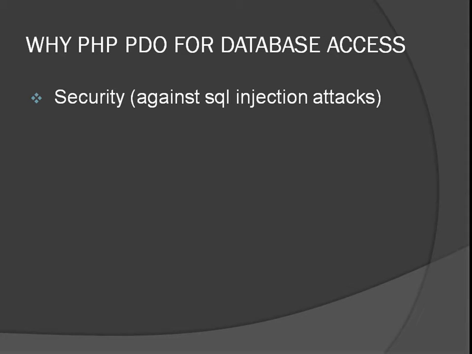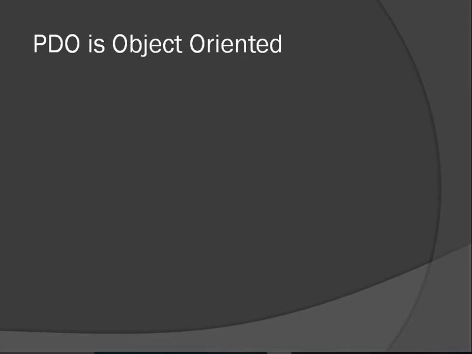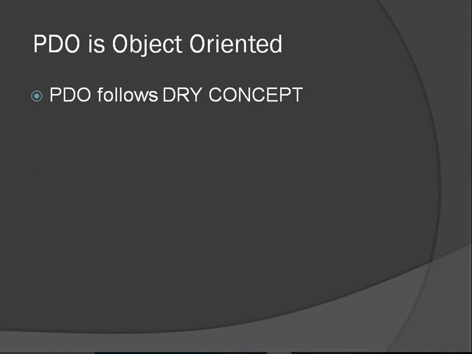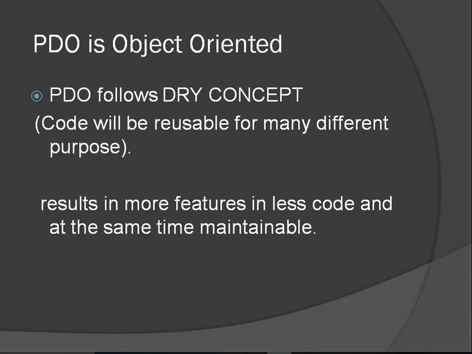Security is important to get any website live. Again, what is the use of creating a web application which is not at all secure with sensitive information of users? Hence, I do believe security is a must. Now, another advantage is PDO is object oriented. You can see object lies in its name only, PHP Data Object. The most important part in object orientation is that it follows the DRY concept. DRY means don't repeat yourself. The same code will be reusable for many different purposes, which results in more features in less code, and at the same time the code will be equally maintainable.